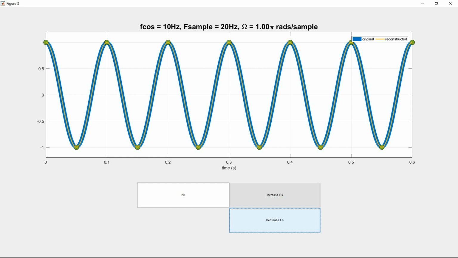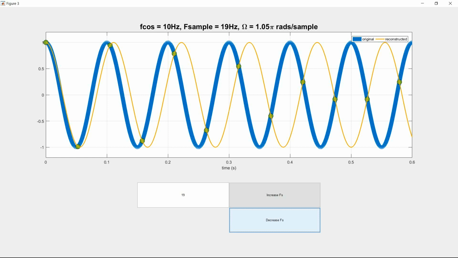Now I'm down to 2 samples per period. I'm sampling at 20 Hertz, and at 2 samples per period, I'm still able to reconstruct my cosine. There's still enough points there. My sampling frequency is now pi radians per sample.